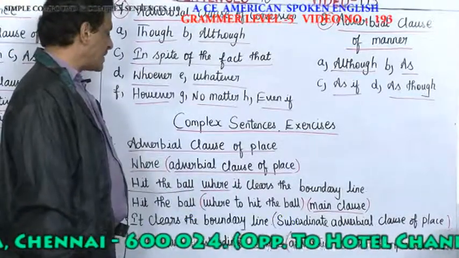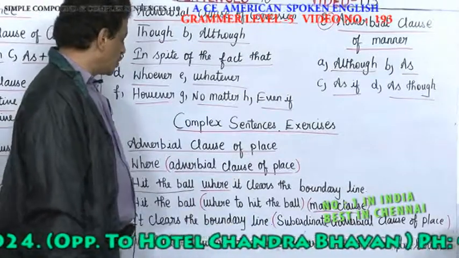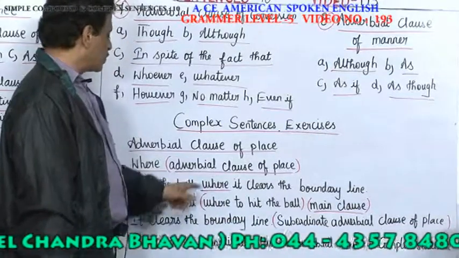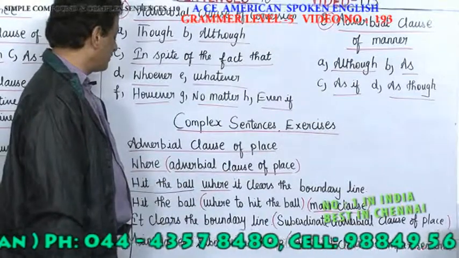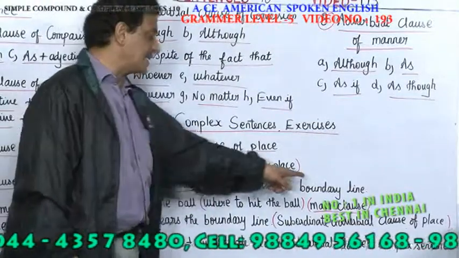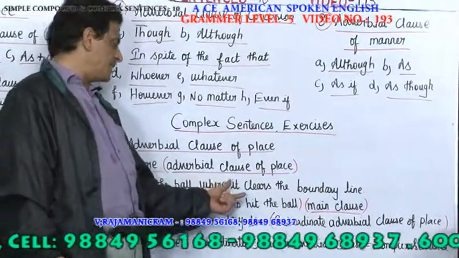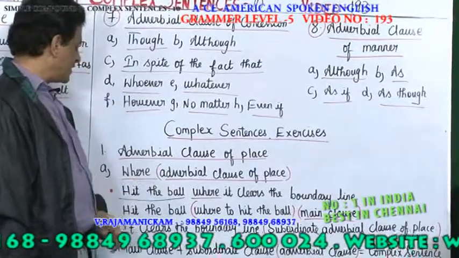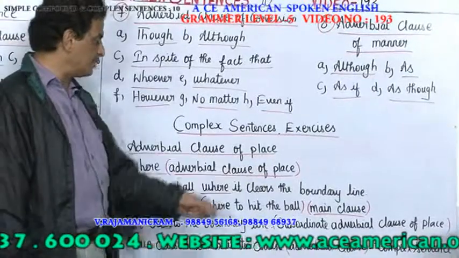Where to hit the ball, you ask a question. Then you get an answer: where it clears the boundary line. So where it clears the boundary line becomes a subordinate clause. You ask a question, where to hit, then you get an answer in a sentence with the verb clears. So it becomes a subordinate sentence depending upon hit the ball. Hit the ball is a sentence because hit is a verb. Here how many verbs are there? Hit the ball where it clears the boundary line.